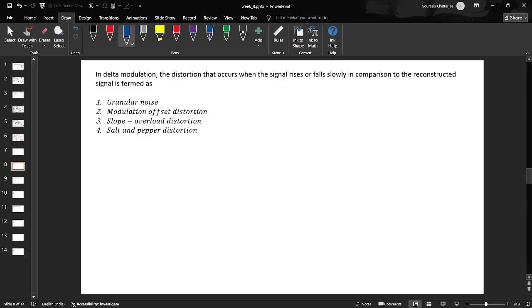or modulation offset distortion, slope overload distortion, or salt or pepper distortion. So let us talk about how it's related to quantization, the delta modulation, and what it means by the reconstructed signal.